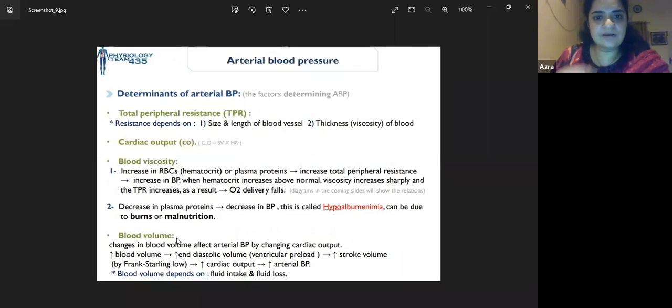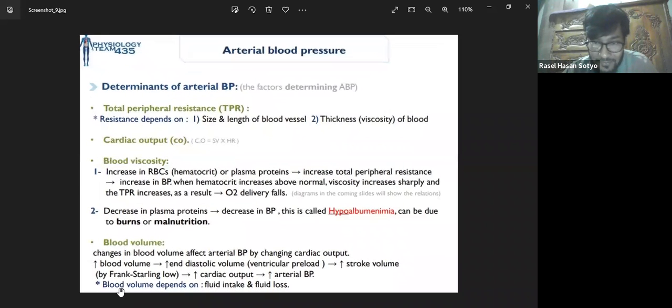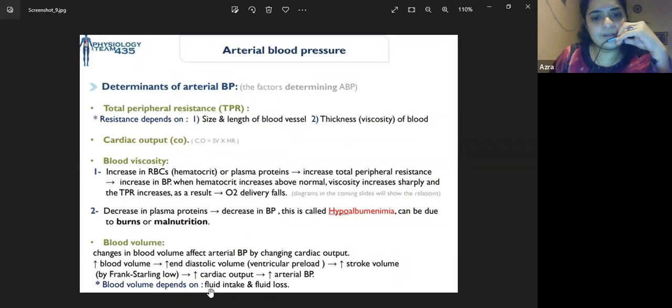Okay, let me complete this, only the last sentence. Blood volume depends upon fluid intake and fluid loss.